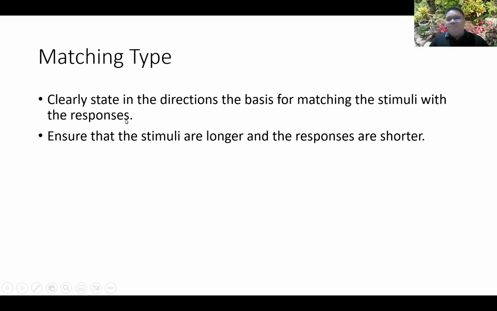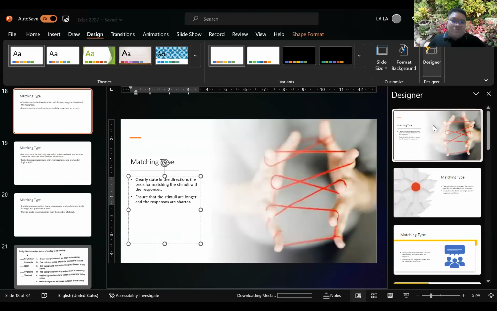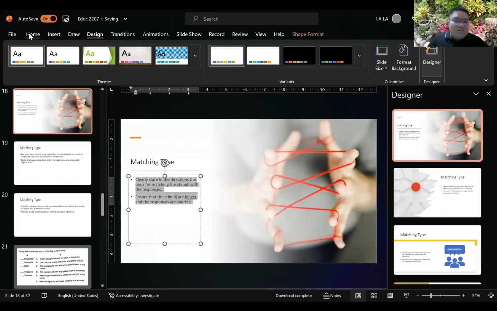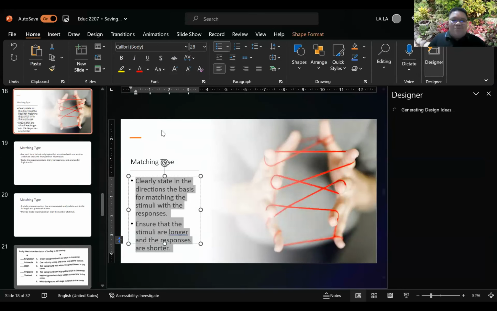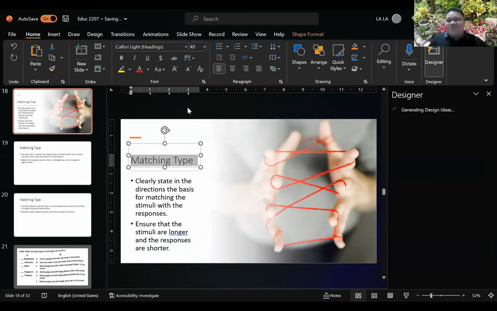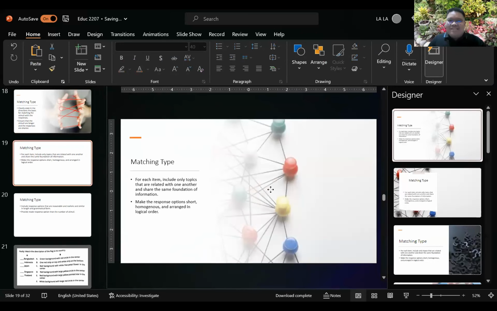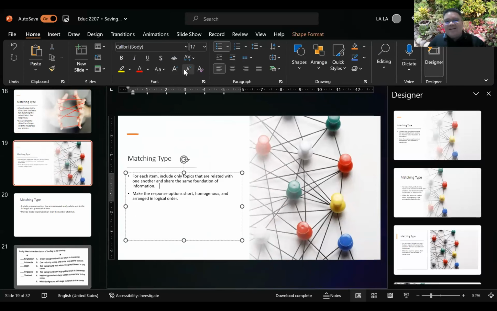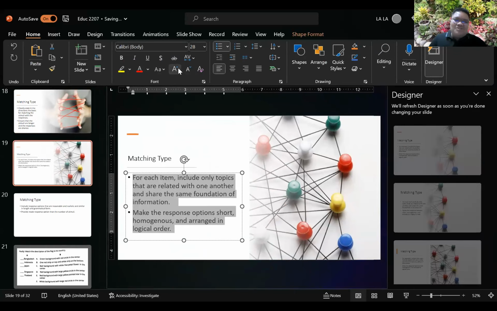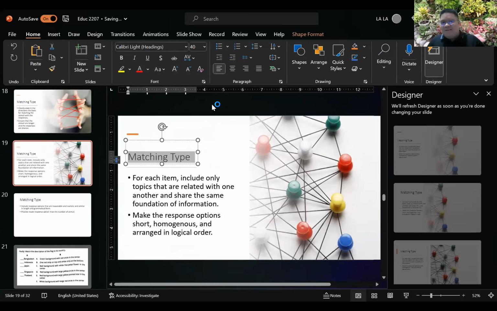So one of the reminders is that when you are making your matching type questions, you should clearly state in the direction the basis for matching the stimuli with the responses. Although the common instruction that we can hear is to match column A with column B, as teachers, we should know that that is not how it is supposed to be done. Okay? Fellow educators of the future, it's not enough for us to say match column A with column B.